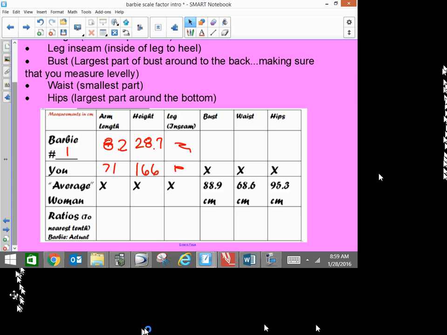Your hips, the Barbie's hips, the widest part right here. That's your hip. So again, don't do a big dip because then you're going to be off. So you put those three in here. Then you're going to do some ratios.